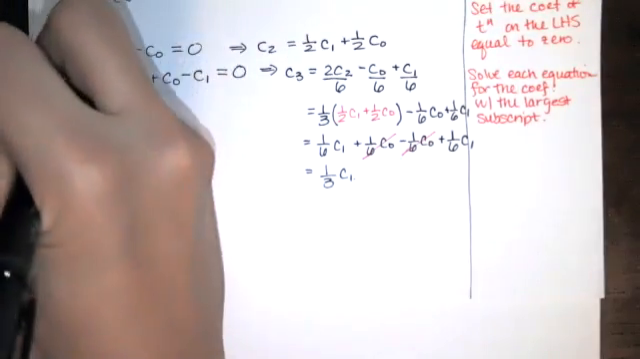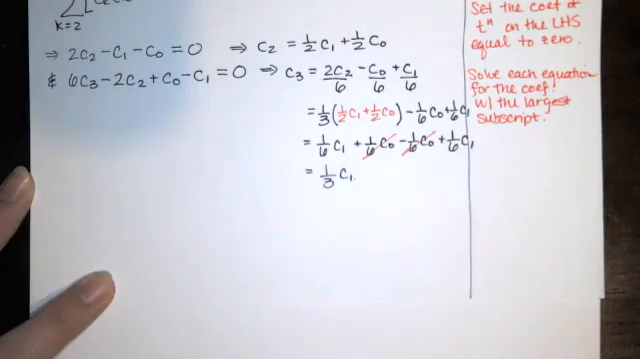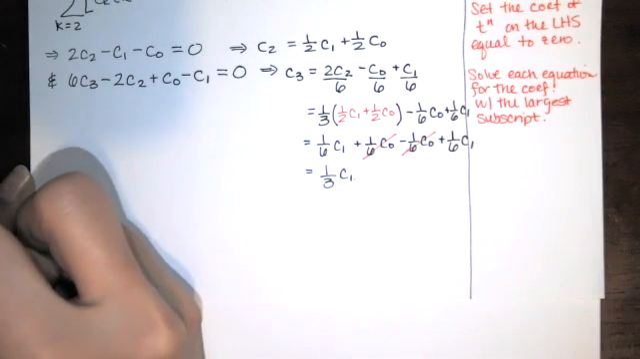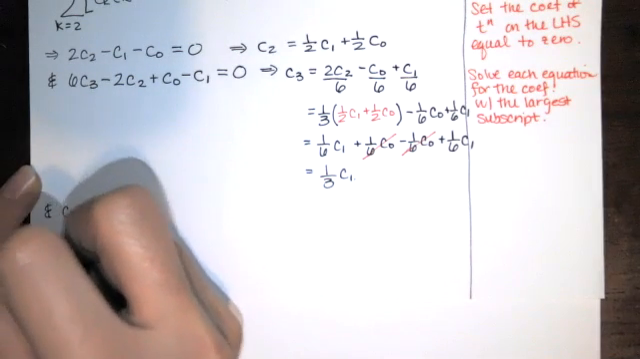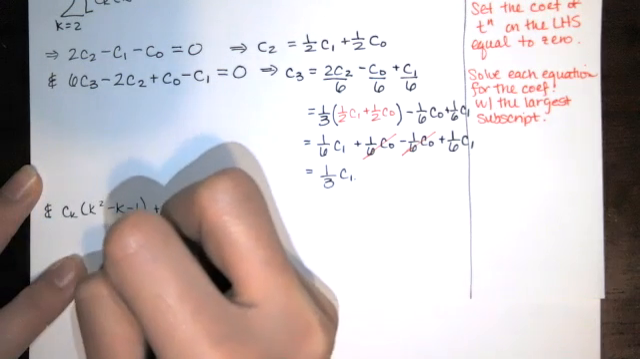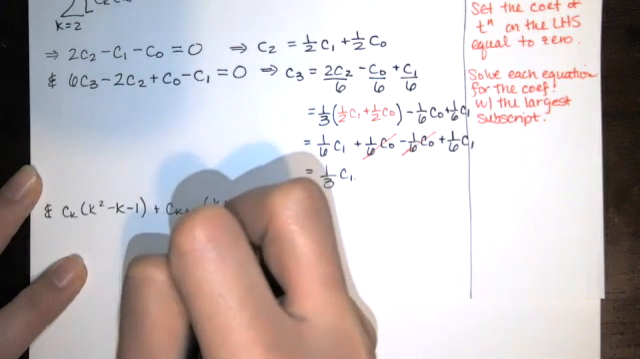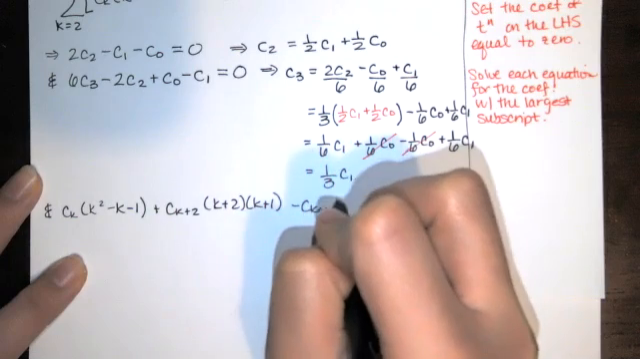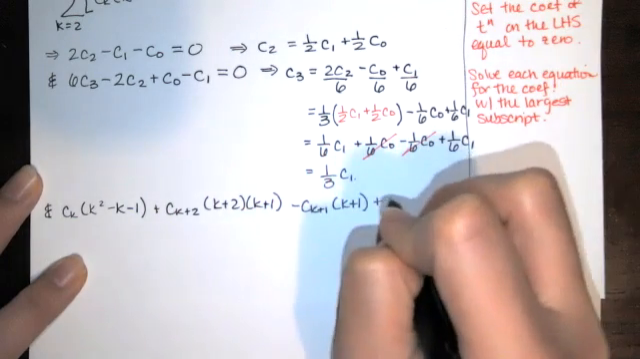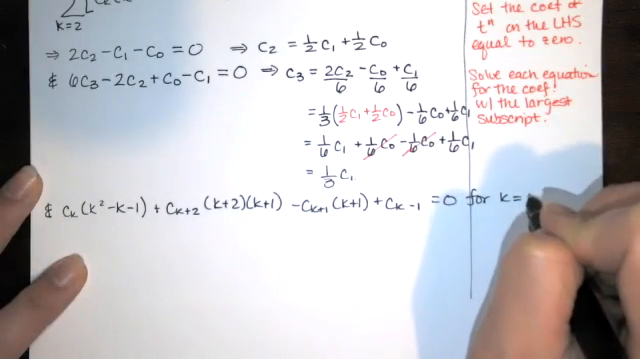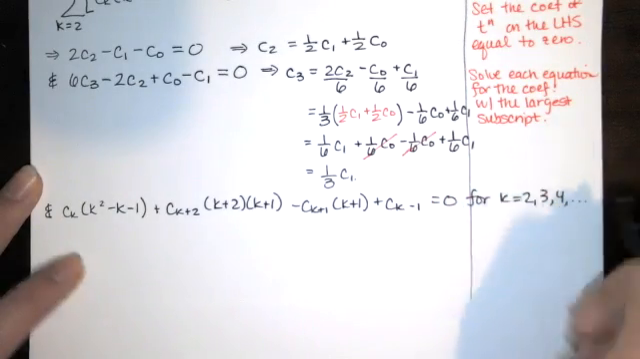Now, those are the coefficients of the constant term, that t to the 0 term, and then we've got the coefficient of the t to the first term, and then we had that recurrence relation. You've got c sub k times k squared minus k minus 1 plus c sub k plus 2 times k plus 2 times k plus 1 minus c sub k plus 1 times k plus 1 plus c sub k minus 1 equals 0 for k equals 2, 3, 4, and so on.